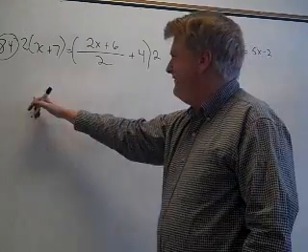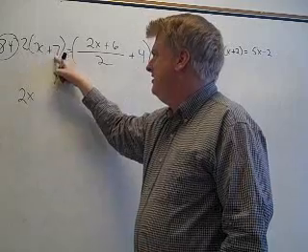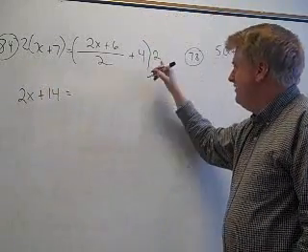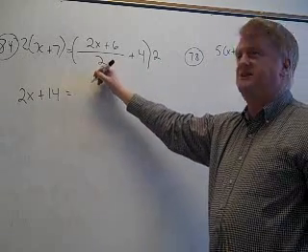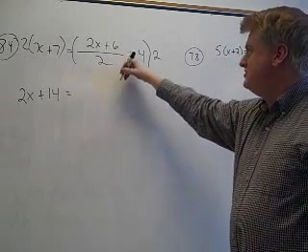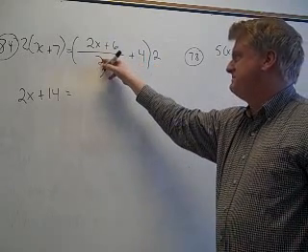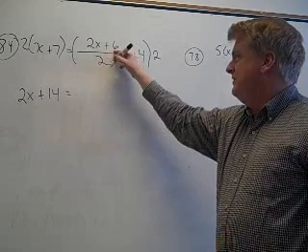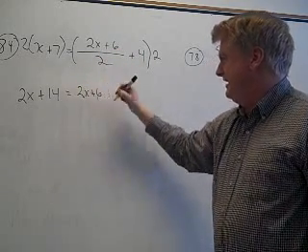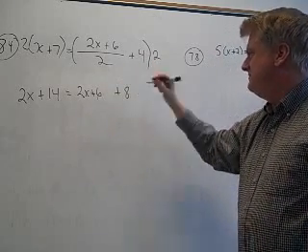So let's look at the left-hand side. The left-hand side is 2 times x plus 2 times 7. The right-hand side is 2 times this fraction plus 2 times 4. But 2 times this fraction, you're going to have 2 over 1 times this (2x plus 6) over 2. The 2's are going to cancel, and that's going to leave you with 2x plus 6. The 2 times 4 is going to leave you with 8.